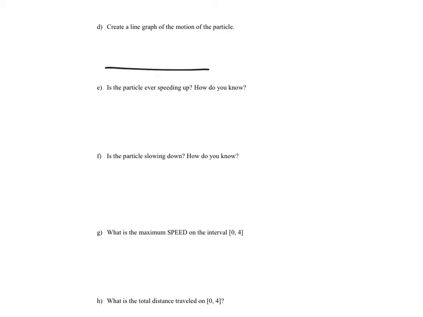And what I'm going to do is actually create a table of values. So I'm going to plug in values for t and values for s of t, because the motion of the particle has to do with its position. Right? We want to find locations of where the particle is at what times. So we said that s of 0 was 1. And I've got to write down s of t here so I remember what I'm working with: t squared minus 2t plus 1.